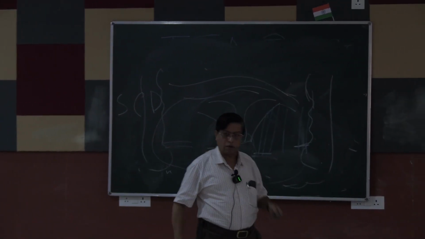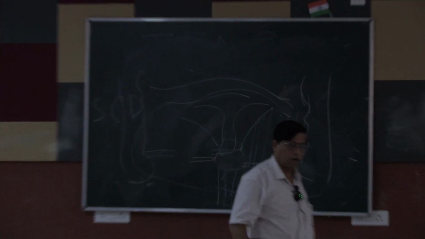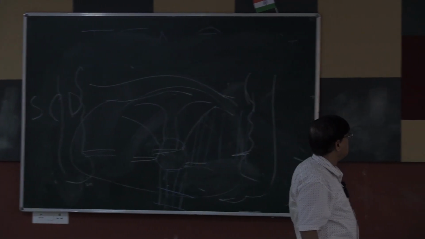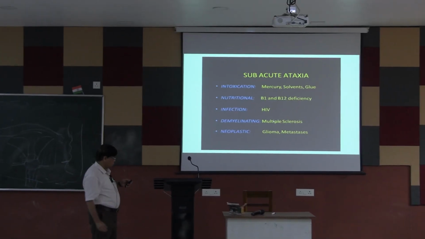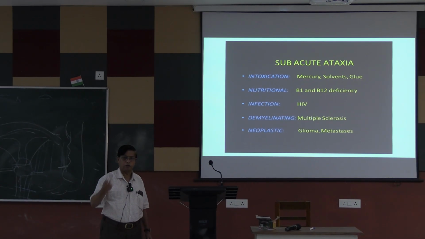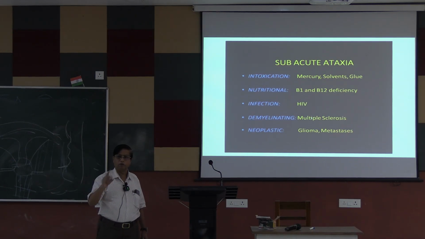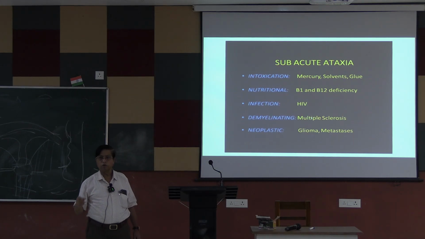These cases are not uncommon because vitamin B12 deficiency is not uncommon. It occurs in many clinical conditions. So it's combined. Combined means it will affect the posterior column. It usually does not affect the cerebellum. Sorry, it will affect mainly the posterior column and the corticospinal tract also. Both are affected. That's why it is called combined.